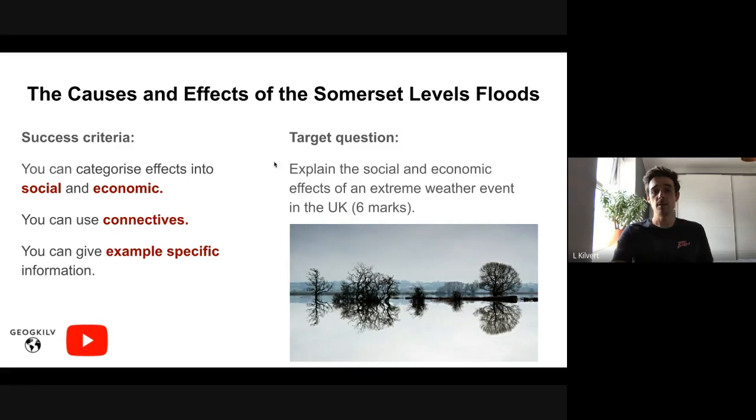So for me, the command word in here is explain. And if we're explaining, that means that we need to be able to give reasons why something happens. So what we need to do is give reasons for the social and economic effects of this extreme weather event.